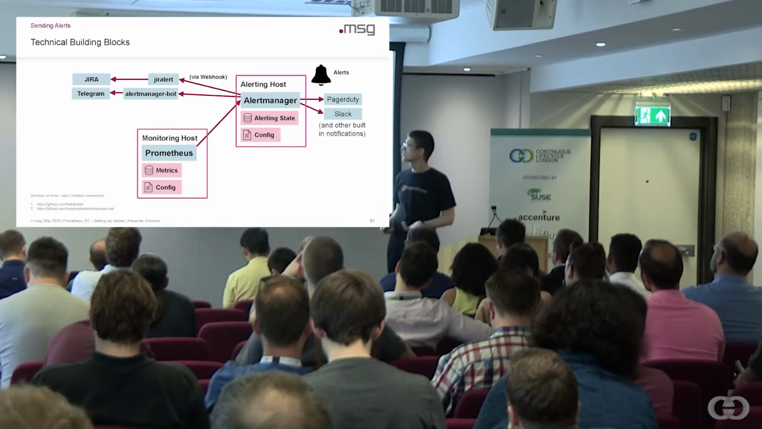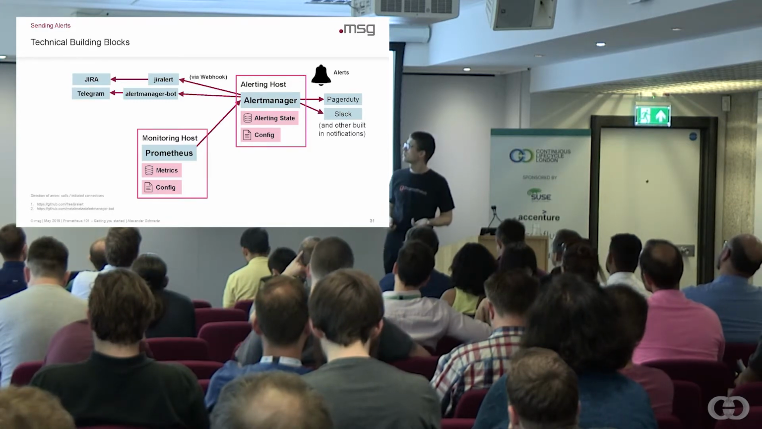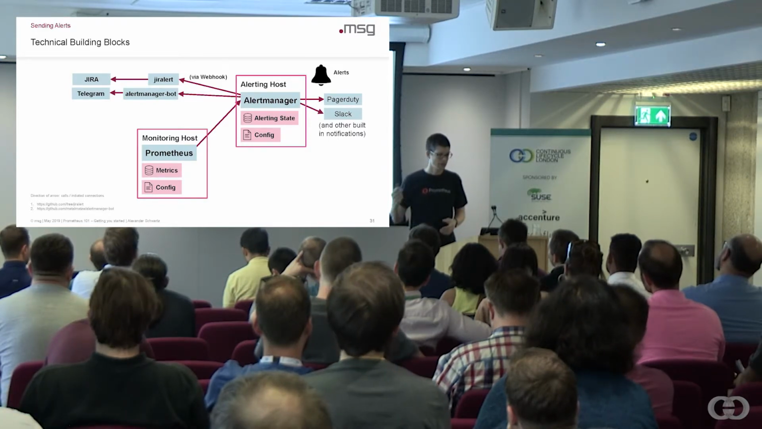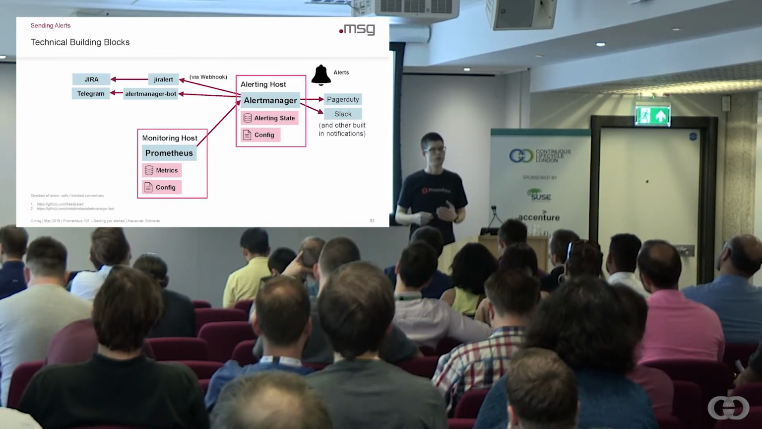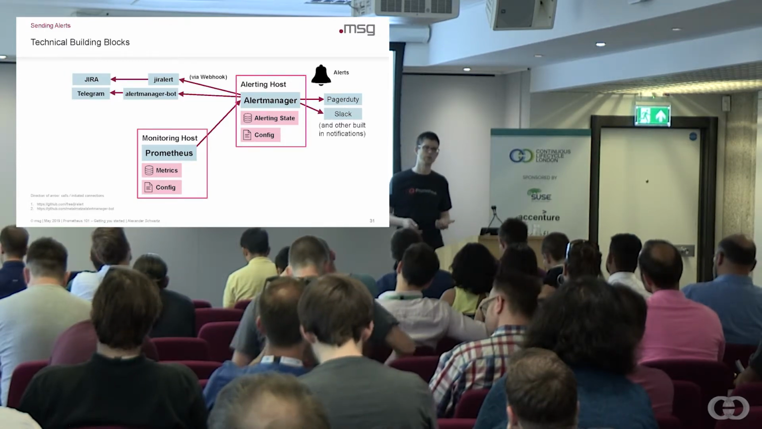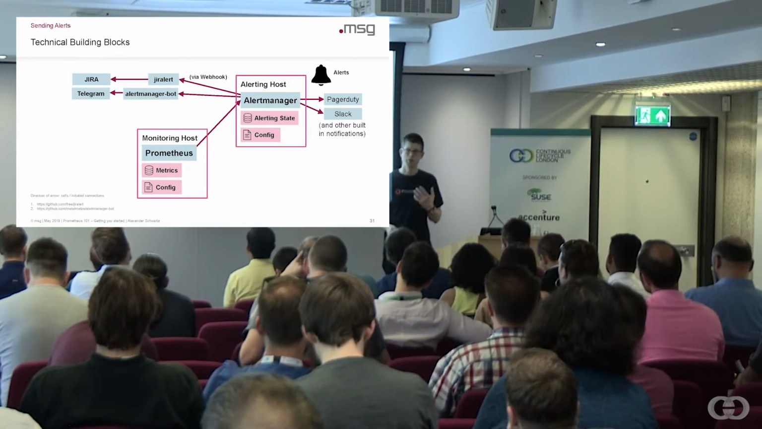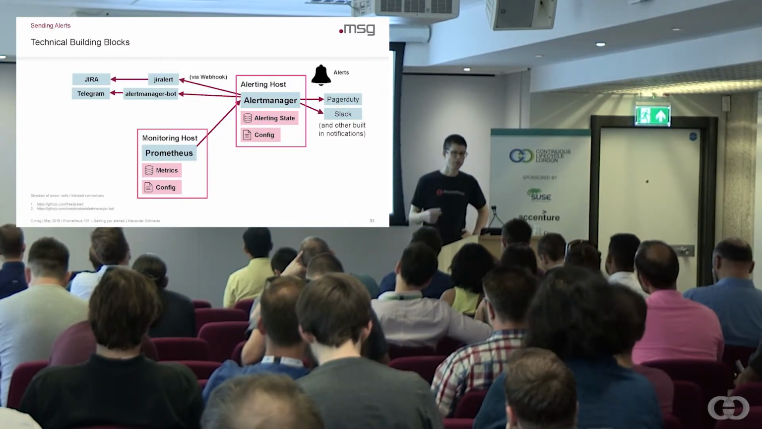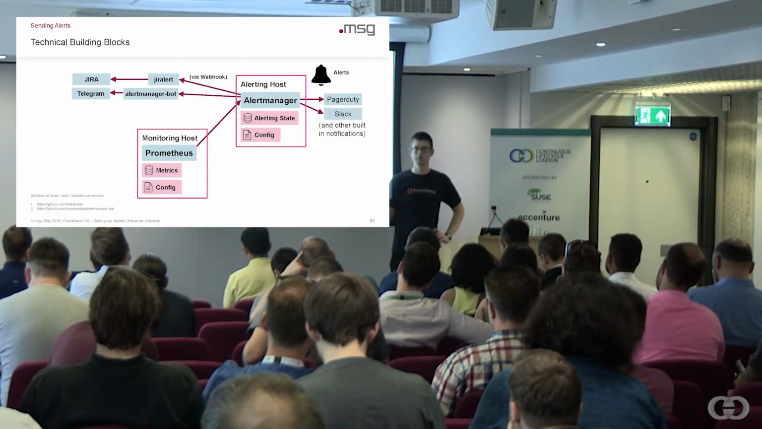The technical building blocks that we have for sending out alerts: it would be a monitoring host. Prometheus, as we've seen before, sends out alerts to Alertmanager. We have lots of built-in integrations like PagerDuty or Slack or several others. You put in an API key and will be able to send out these notifications. But you can also define a webhook that goes somewhere else.